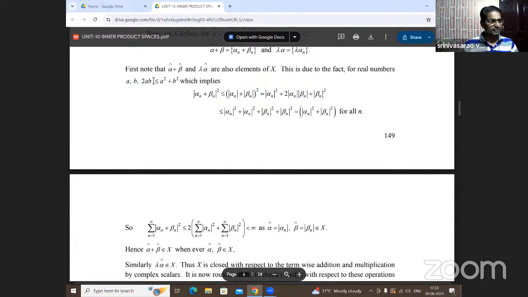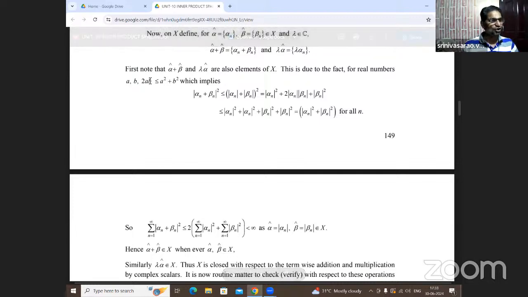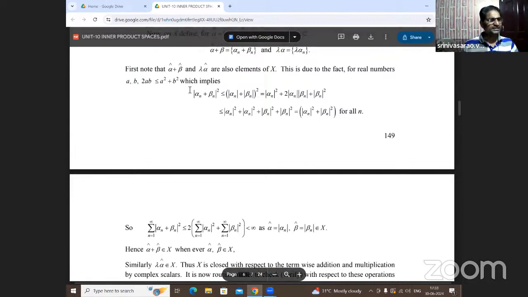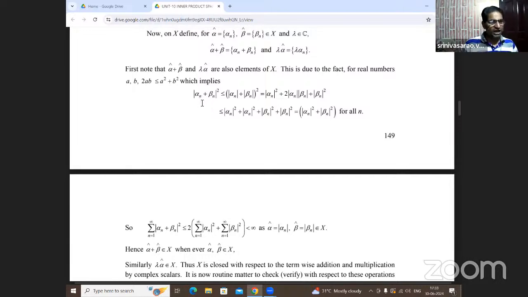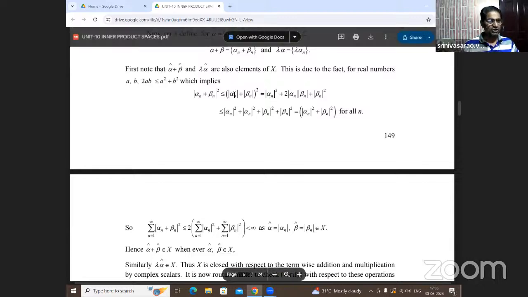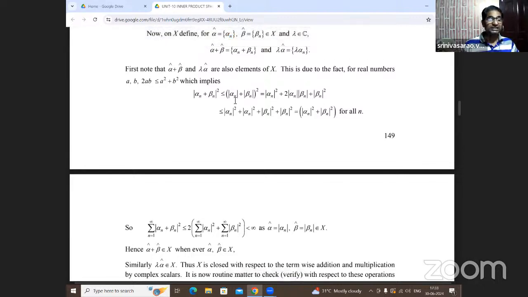Enter the concept that the product of a and b, when it is 0, cannot exceed a square plus b square. So the absolute value of alpha n plus beta n whole square cannot exceed mod alpha n plus mod beta n whole square, through the property of algebraic laws. Now a plus b whole square can also be written as mod alpha n square plus 2 mod alpha n mod beta n plus mod beta n square. This value is not considered here.